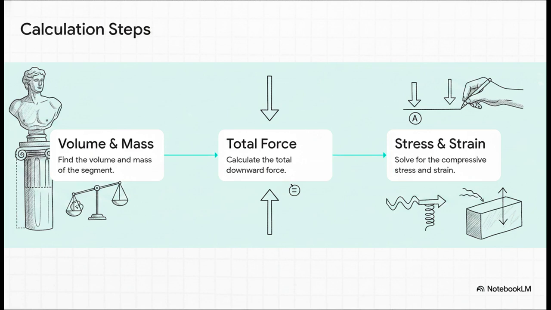Now, instead of panicking over a giant wall of numbers, let's just scaffold the math. Step 1. Find the volume and mass of just that top 3-meter segment of the pillar, using the density they gave us. Step 2. Calculate the total downward force. We do that by adding the weight of the sculpture to the weight of that top granite segment. Step 3. Divide that total force by the area to get your compressive stress. And finally, divide that stress by granite's Young's modulus to find your dimensionless compressive strain. Just show every single one of those steps clearly, and I promise you will get full marks.